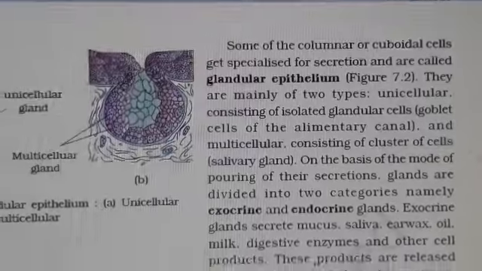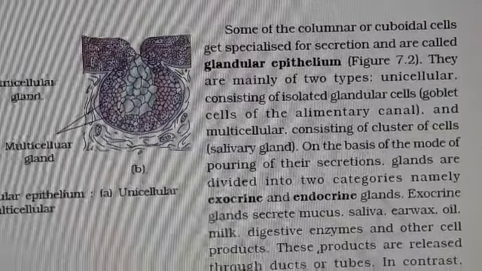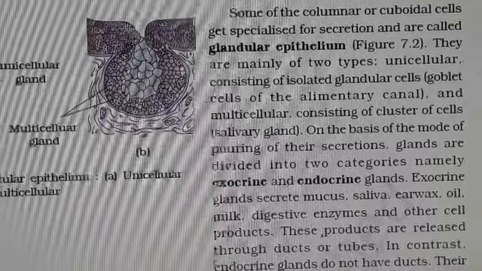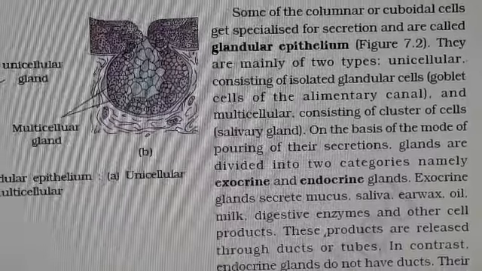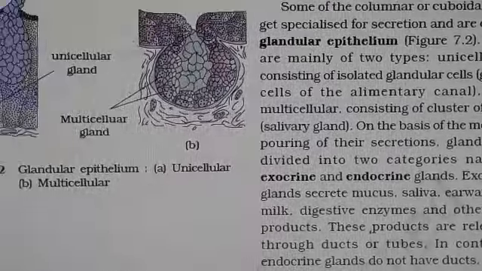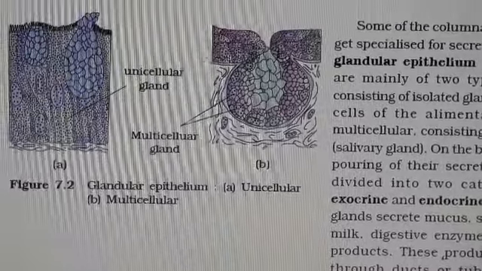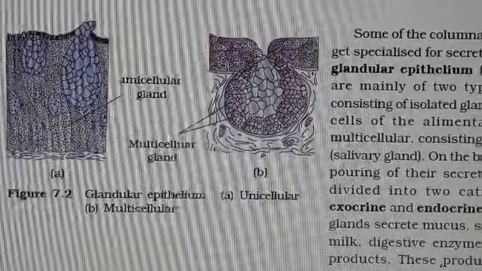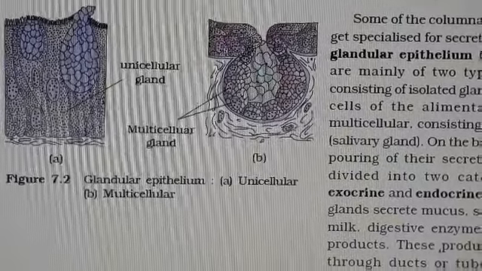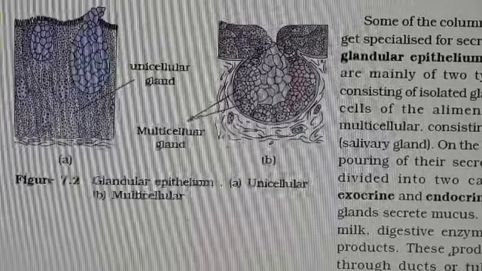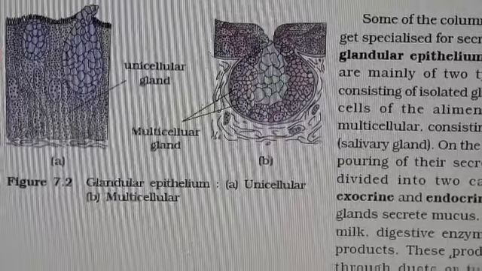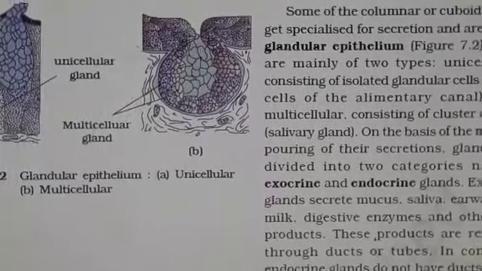It says that they are mainly of two types: unicellular, consisting of an isolated glandular cell, like the goblet cell of the alimentary canal, and multicellular, consisting of a cluster of cells, like the salivary glands. That's the example. See, here a cluster of cells is present in the multicellular type, and that seems more complex. But in the unicellular epithelium, not much complexity there.